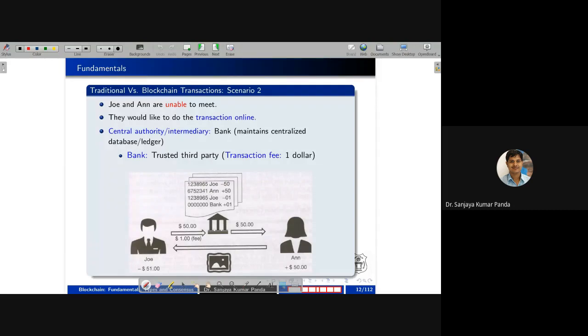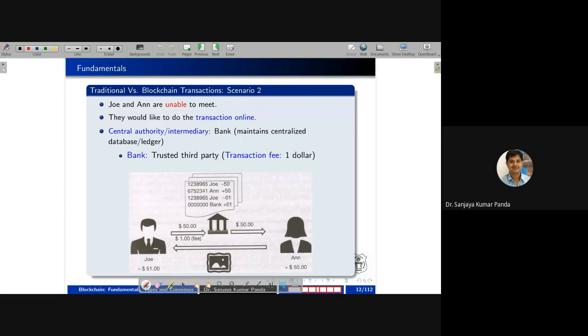One third party may be something like PhonePe, Paytm, or Google Pay, which provide us UPI, right? And you can see that these things are also more or less related to the bank. Through our bank account only, we get these UPI IDs. So there is a central authority or intermediary between Joy and Anne, which is our bank.